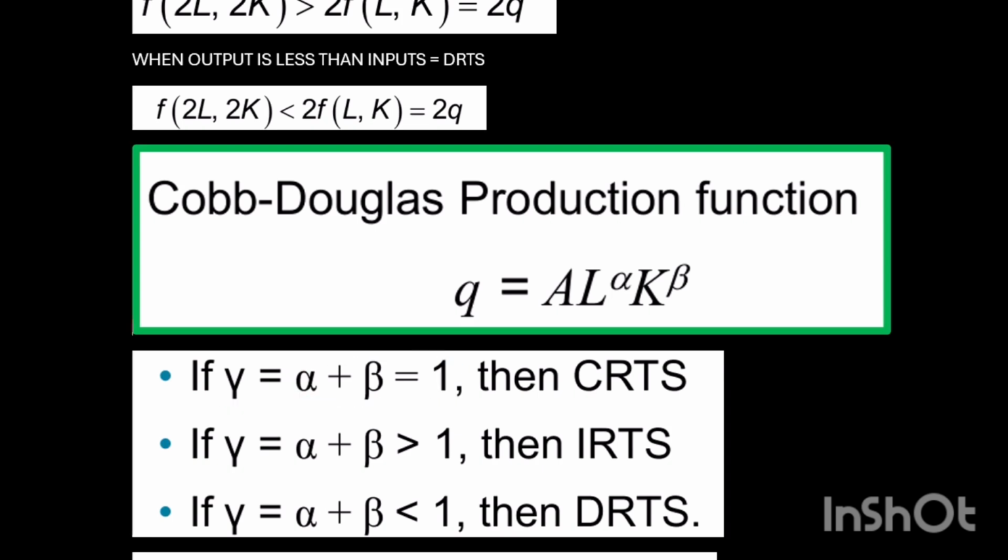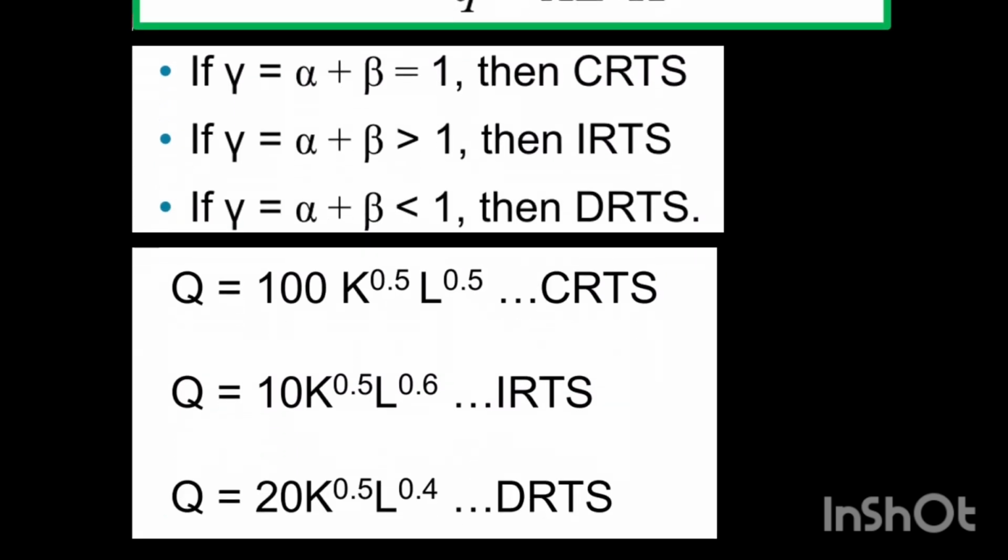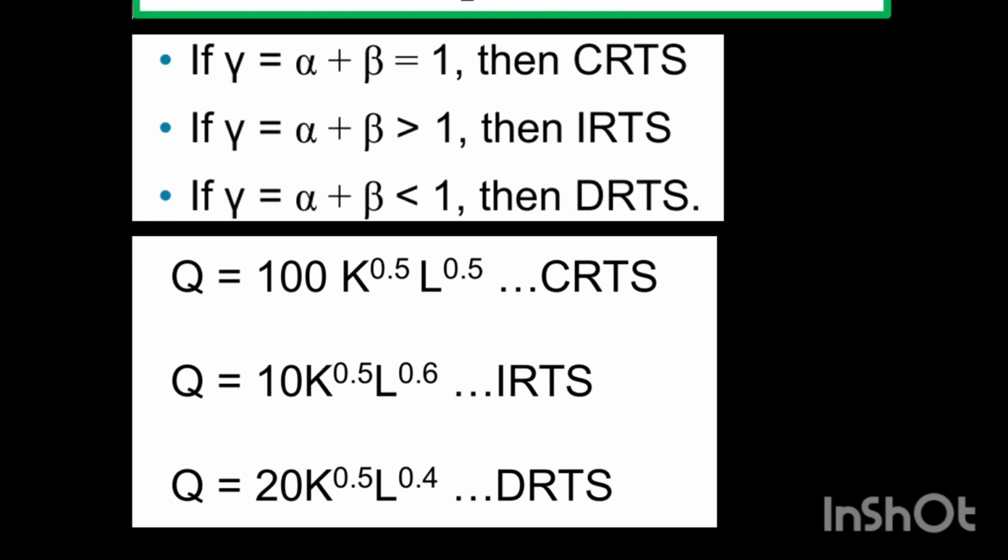we have constant returns to scale. When alpha plus beta is greater than 1, you have increasing returns to scale. And when alpha plus beta is less than 1, you have decreasing returns to scale. With that in mind, I would like you to try these questions below.